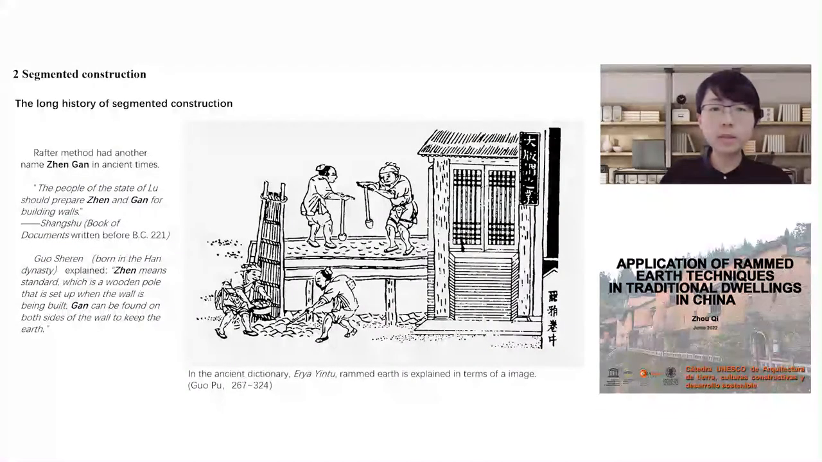This method has another name in Chinese, zhengan. It had been recorded in the literature for a long time. Zhen means standard, a wooden pole that is set up when the wall is being built. And gan is on both sides of the wall to keep the earth. It may refer to the side blocks. From this picture, drawn in the 3rd century, the ramming technique was already very similar to that of today.